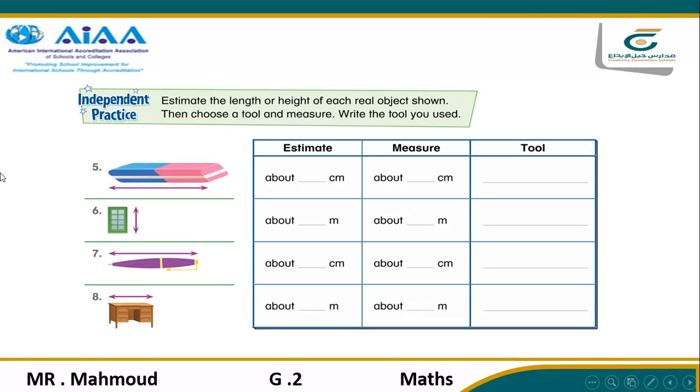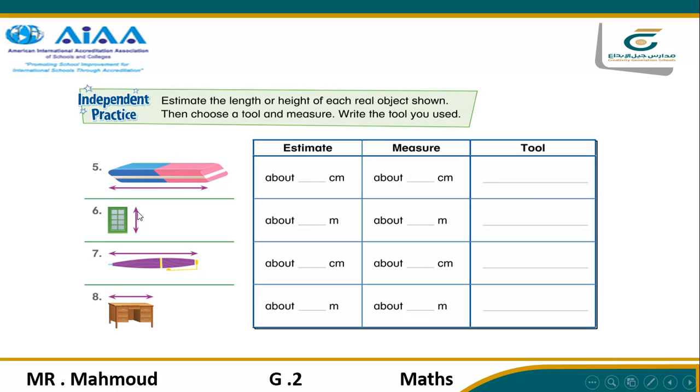The second question here wants us to estimate the length or height of each real object. We have here an eraser. I want to estimate its length, measure its length, and say which tool I used. When you estimate the length of the eraser, you will find it as 5 centimeters. And when you measure it, with what? Yes, with a ruler. The ruler is the best tool. You can use it to measure this eraser.